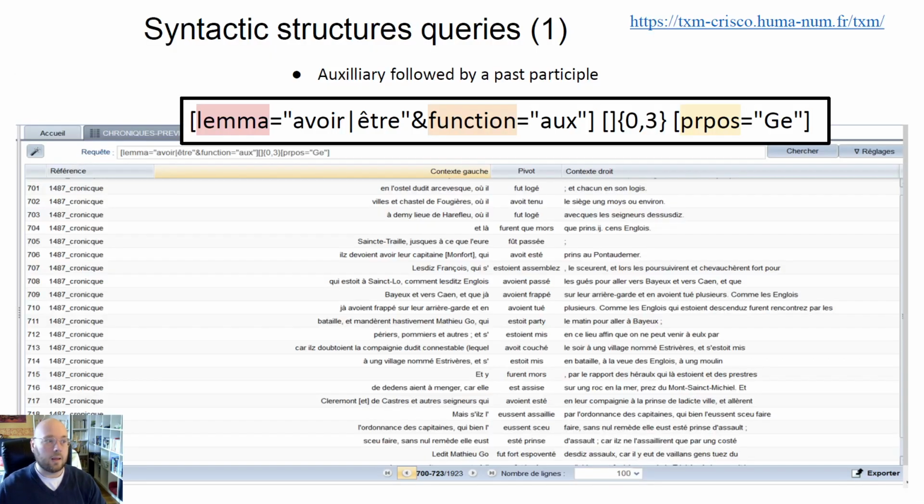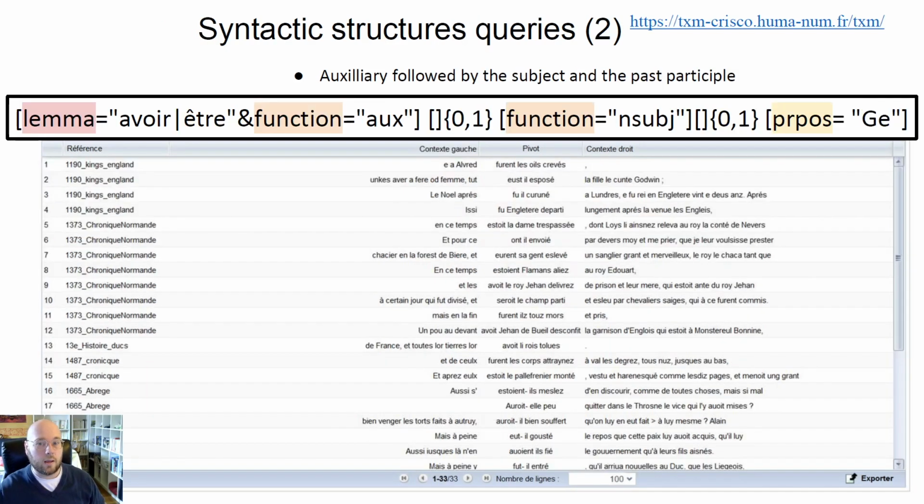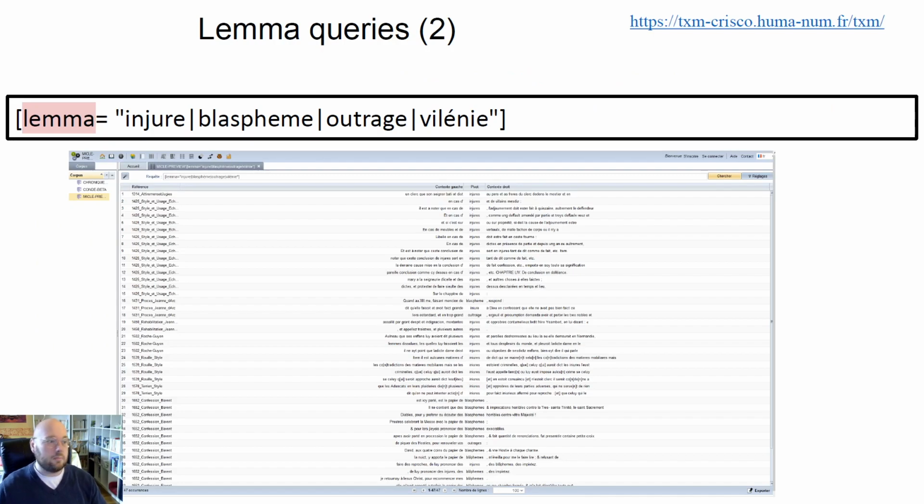If you are familiar with the CQL language, for corpus query language, you can also formulate more complex queries on the TXM CRISCO portal, which allows you, for example, to find auxiliary verbs followed by a past participle. And the same structure with an interpolated subject between the auxiliary and the participle. Or even multiple lemmata, for instance, to explore a particular lexical field.